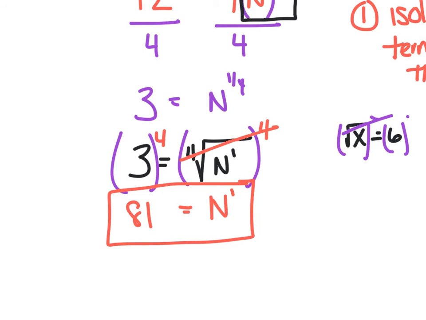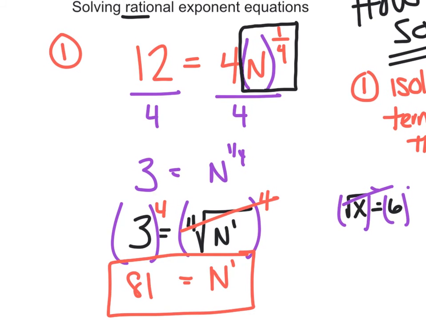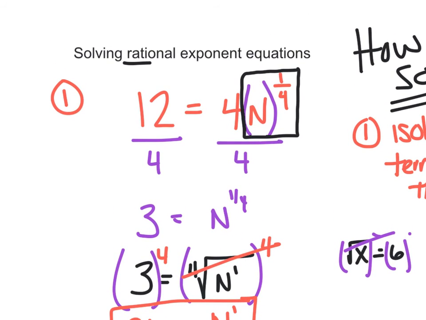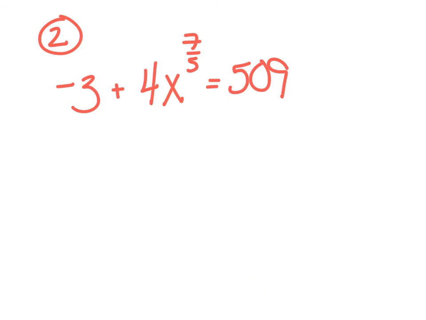Now could you do a quick check to see if you're right? Of course, and you're crazy if you don't. Take that 81, store it into x, and then type this in: 4n to the 1/4. Did you get 12? If you did, you know you got the right answer. So we just finished a pretty basic one. Let's step it up and make it a little more exciting.